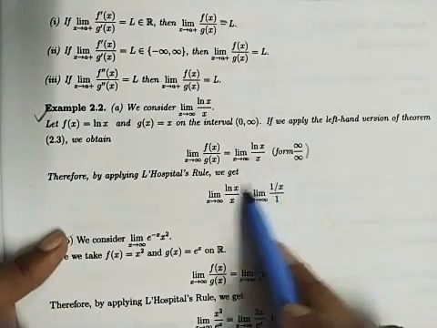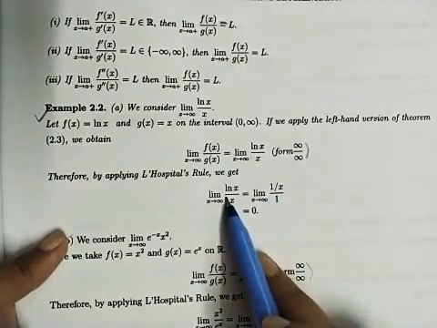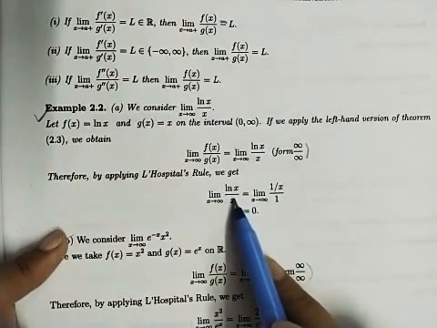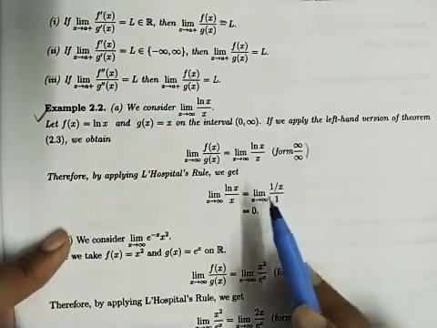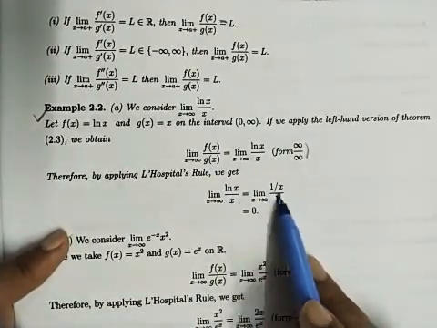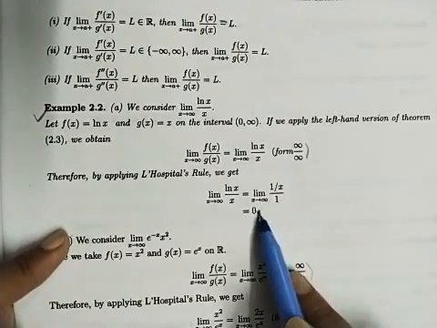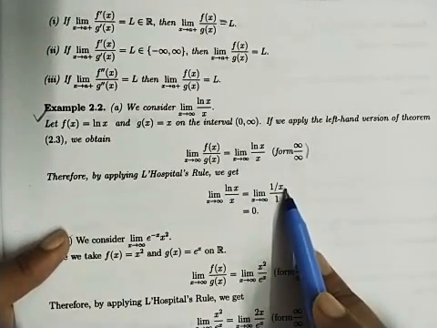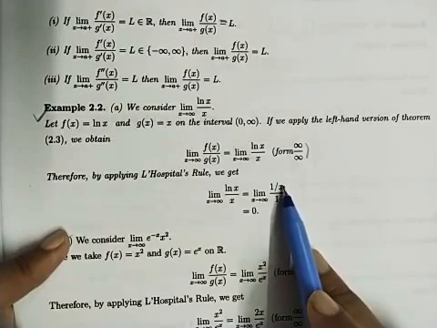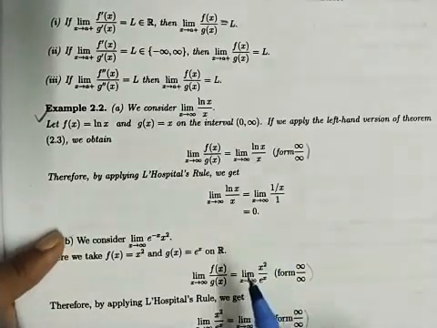So by L'Hospital rule, the limit of this is the same as we take the derivative of both numerator and denominator. Derivative of log x is 1 upon x, derivative of x is 1. After applying the limit here, what we get? 1 upon infinity, that is 0 upon 1, that is 0.